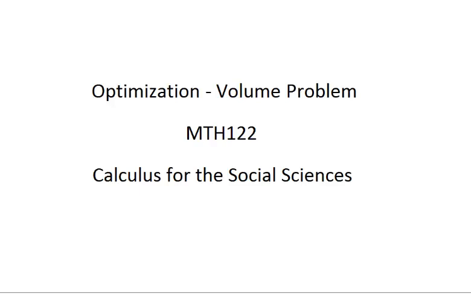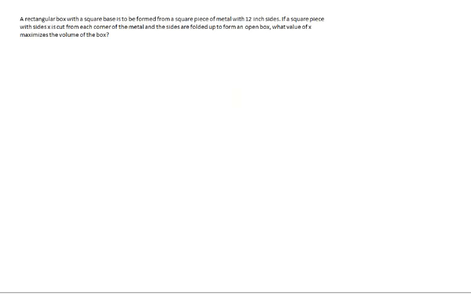Here in this video we're going to look at optimization of a volume problem. And the example problem I have is a rectangular box with a square base is to be formed from a square piece of metal with 12-inch sides. If a square piece with sides x is cut from each corner of the metal and the sides are folded up to form an open box, what value of x maximizes the volume of the box?